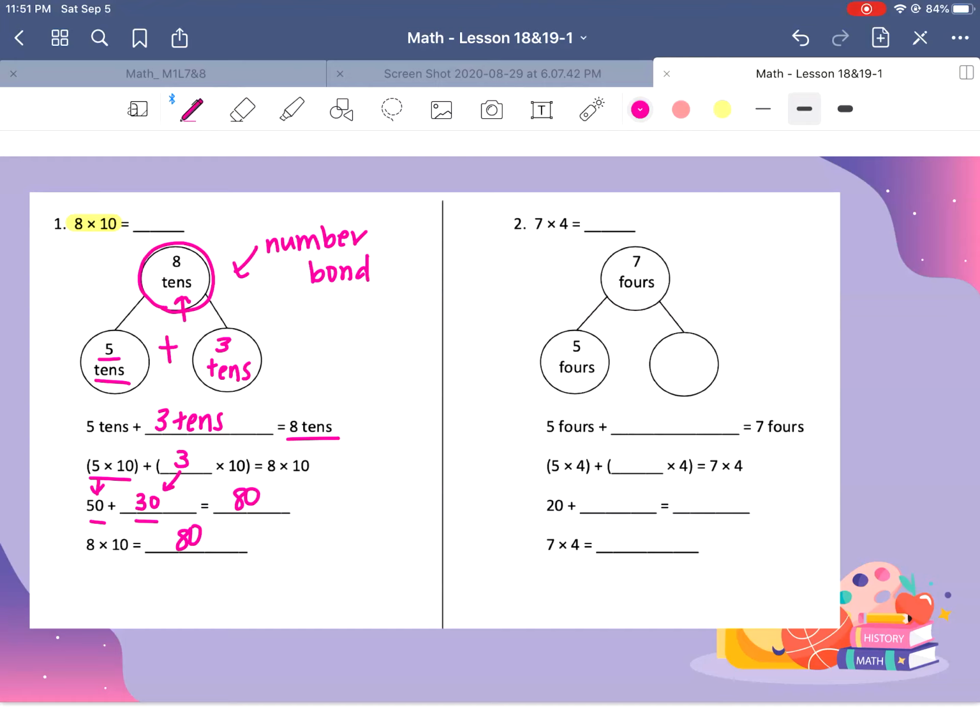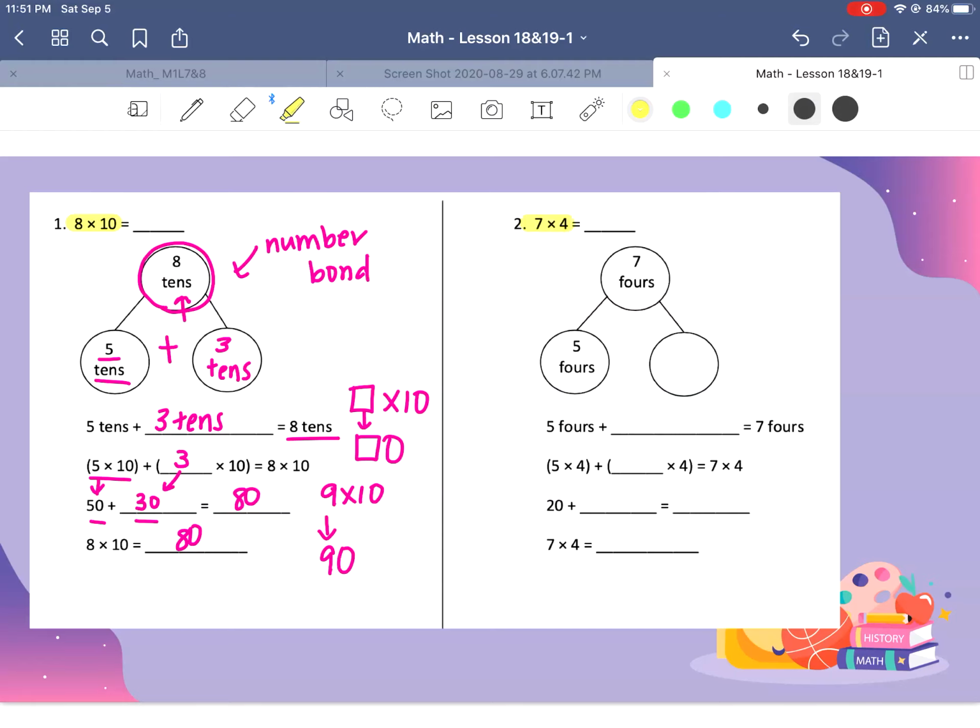But before I move on, I'm going to tell you another trick. Whenever we're multiplying a number by 10, it is as simple as just taking down the number and putting an extra 0. So for example, if it's 9 times 10, I don't have to add 9 ten times. I just need to take my 9 down and put an extra 0. So I hope you understand, and I hope you memorize and remember that little trick. And let's move on to the second number bond.